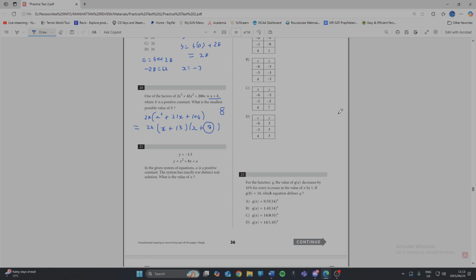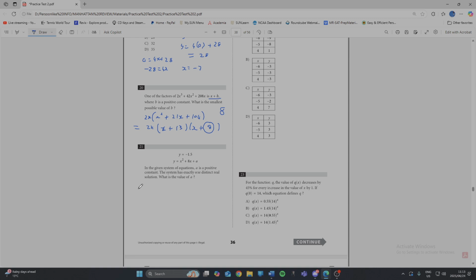Okay, so it says, in the given system of equations, a is a positive constant. That is irrelevant for now. The system has exactly one distinct real solution, right? So that would mean that b squared minus 4ac would be equal to 0, because as I just showed, one solution would mean the discriminant is equal to 0. So let's keep on going with this. Now they ask us what is the value of a.